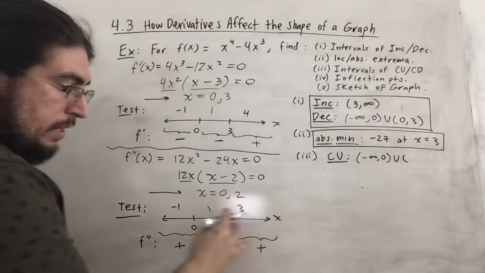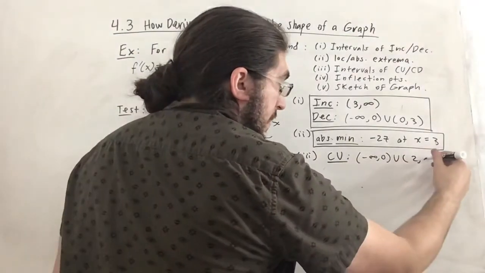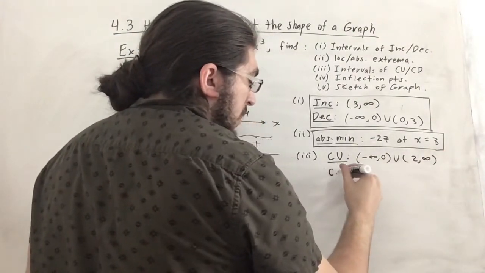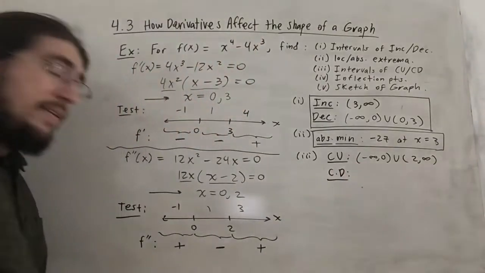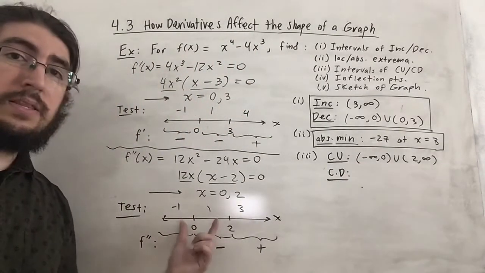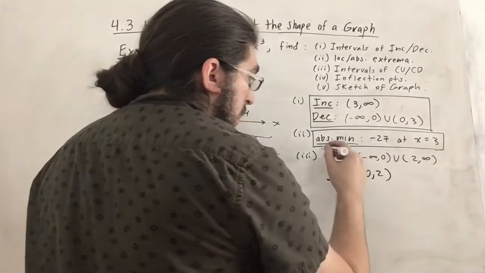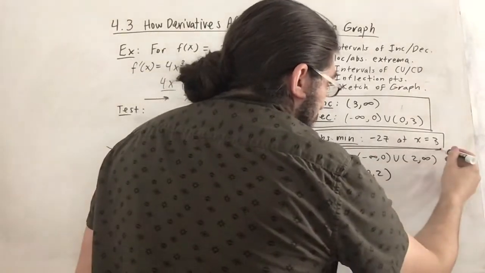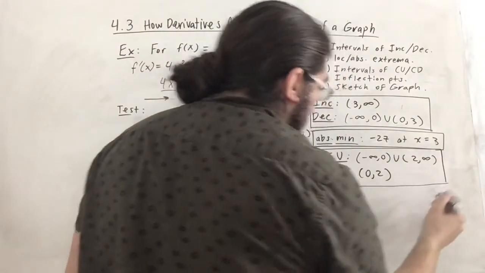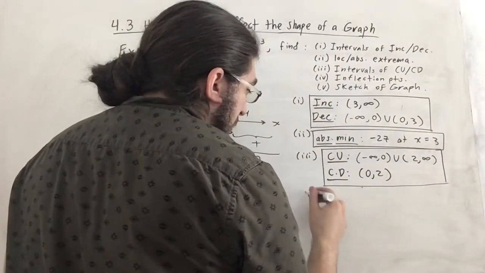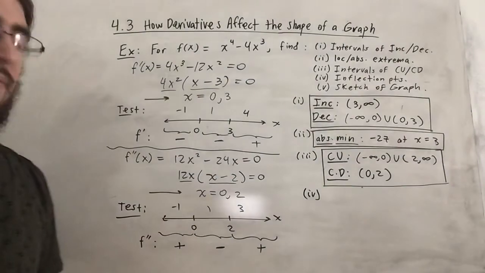Union, the other one, 2 to infinity. Where it's concave down, however, is where it's negative, and it's negative in this interval 0 to 2. Perfect. Great. So we've done the first 3 parts, and the fourth part is kind of simple actually.